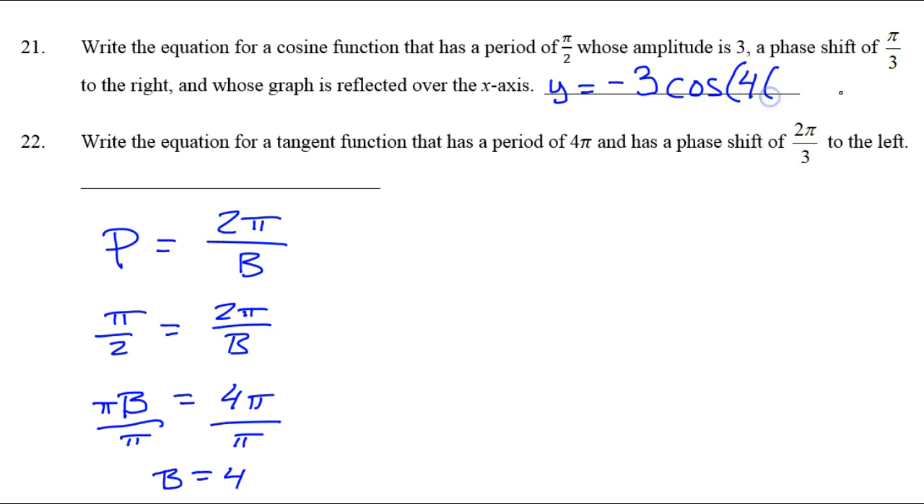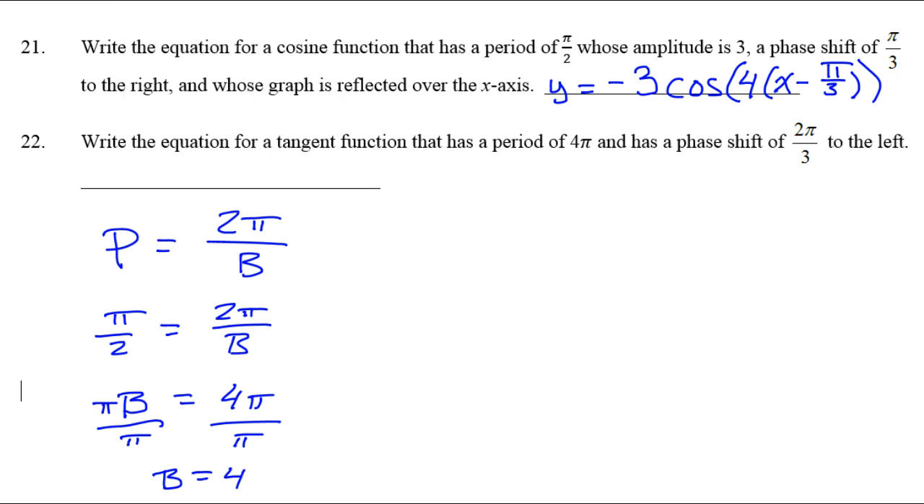I need another set of parentheses for the phase shift. Phase shift of pi over 3 to the right. In the equation, that's going to be x minus pi over 3. Alright, that will send you to the right. And then I will close up the final parentheses. It doesn't say anything about a vertical shift, so I'm not going to add a k value on the end. So that is going to be the answer for number 21.